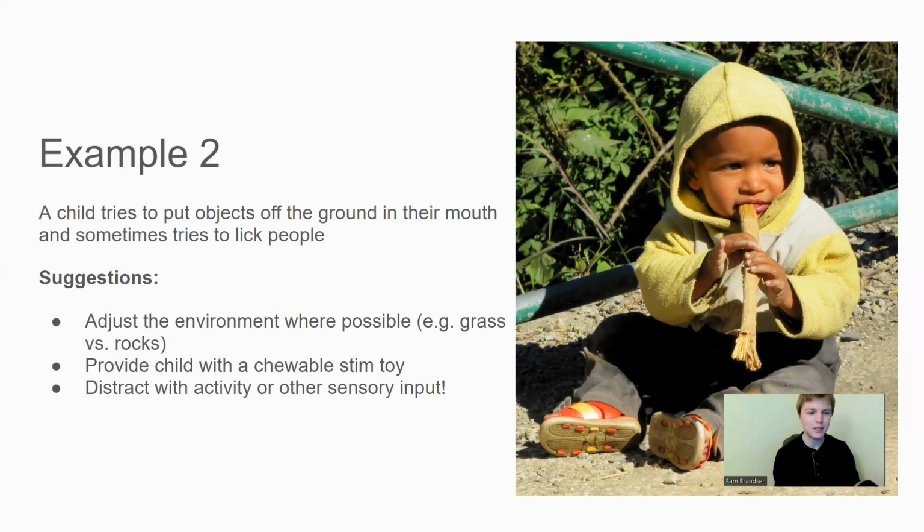So starting with environmental changes, one change would be to find an environment where there are just fewer objects that the child could put in their mouth, and maybe also where the objects present would be less hazardous. So, for example, if a child's sitting by a lot of small rocks and they're trying to put rocks in their mouth, that's not ideal.